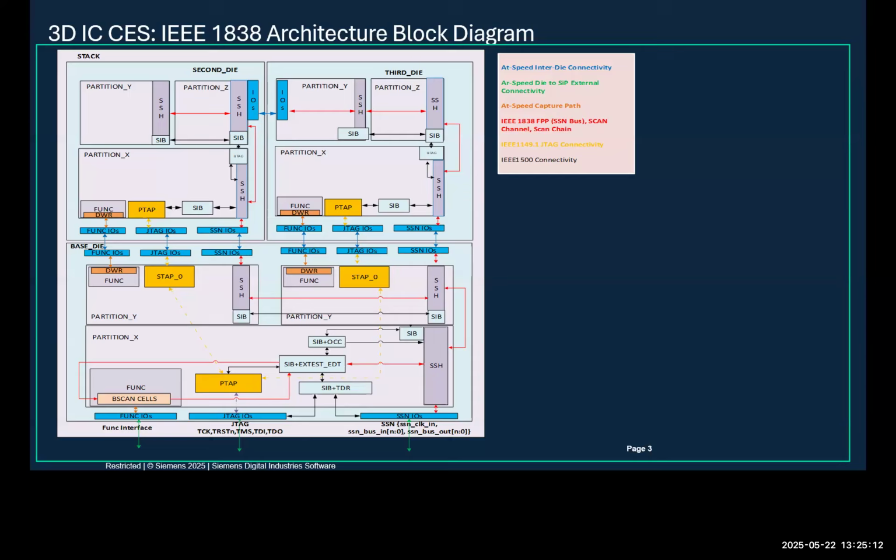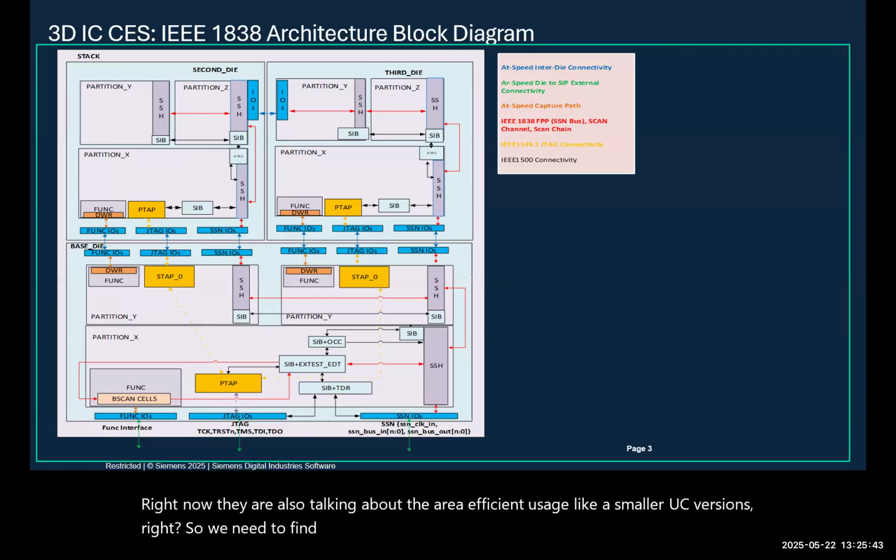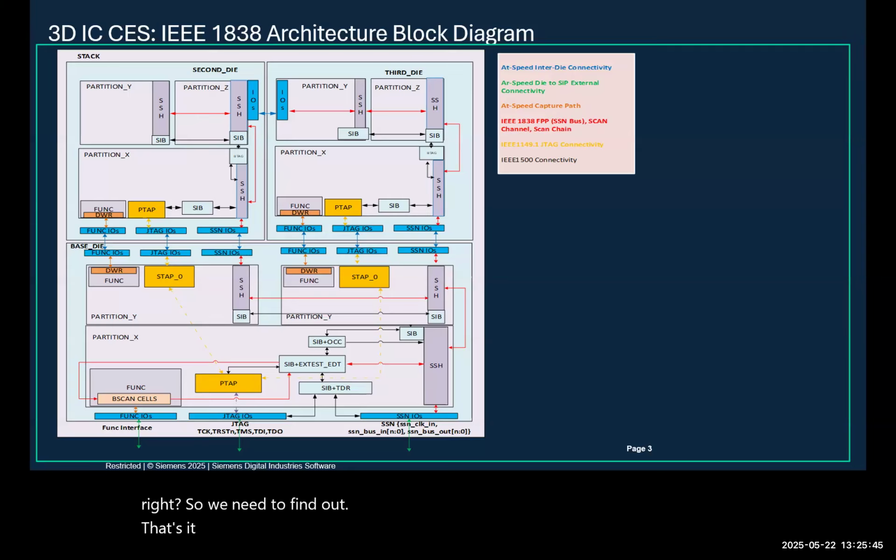No, I don't know. Maybe you can share the contacts so we can discuss with them. Yeah, that's interesting, because one of the challenges today is usually it can go faster, but it's limited in reach, right? But if it's usually 3D, that's a different story. Now they are also talking about area-efficient UCIe, smaller UCIe versions. So we need to find out whether it is backward compatible to the spec or not.